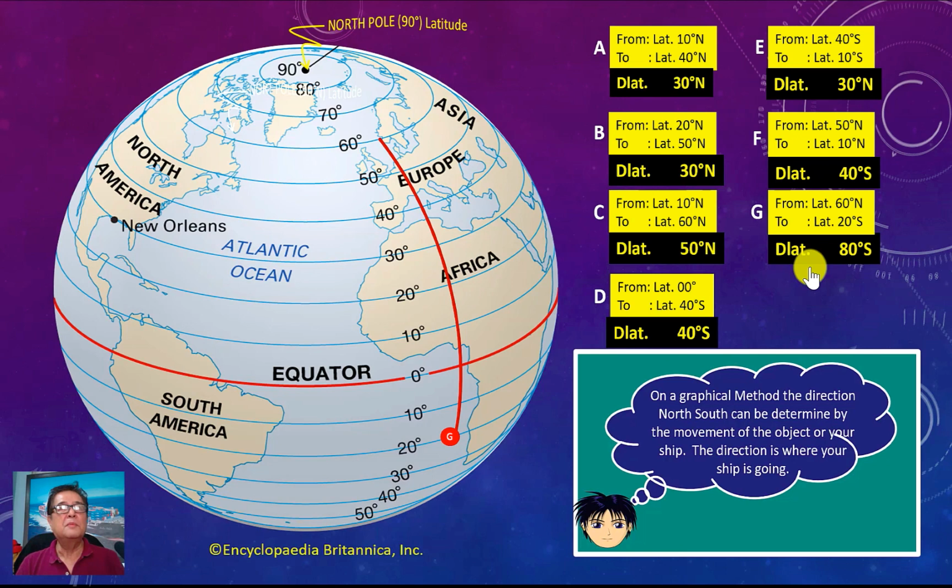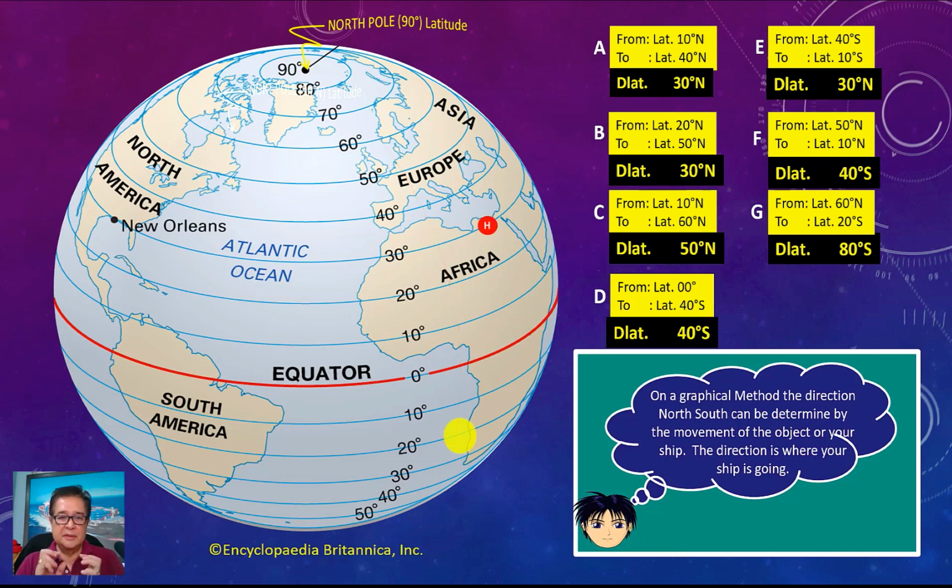But don't be confused with the addition, the subtraction, the sum and the difference. Just count, because this is graphical. Just count 10, 20, 30, 40, 50, 60, 70, 80. 80 degrees traveling south. Let's go to the last letter.